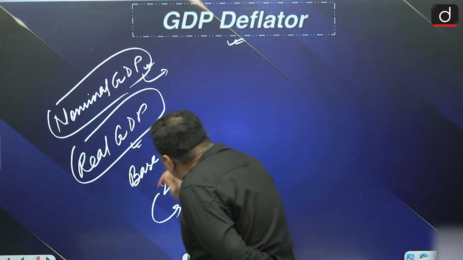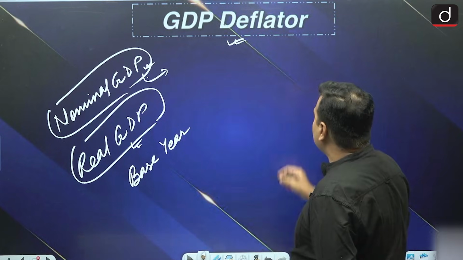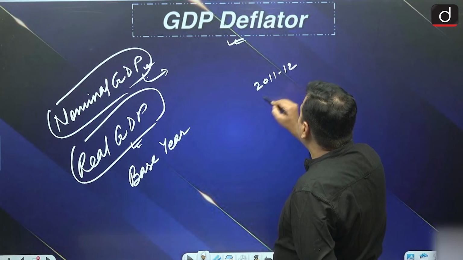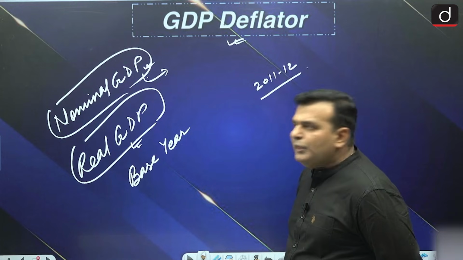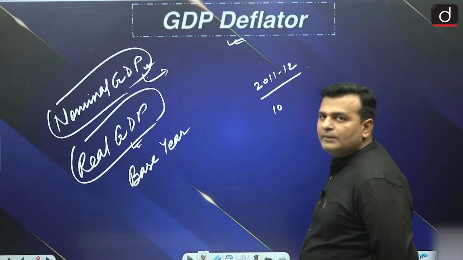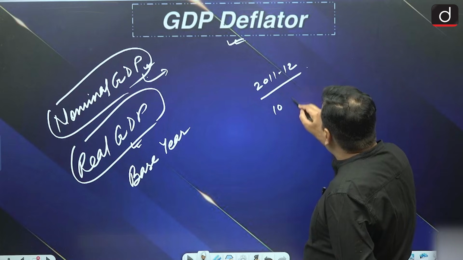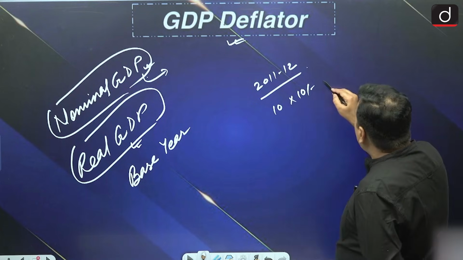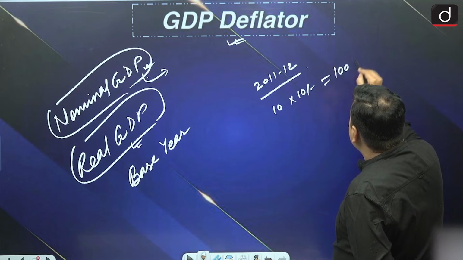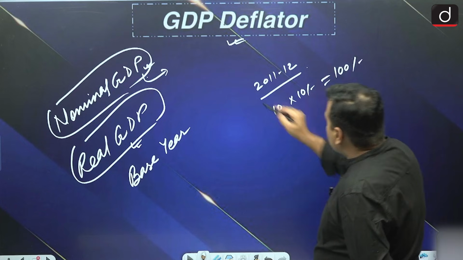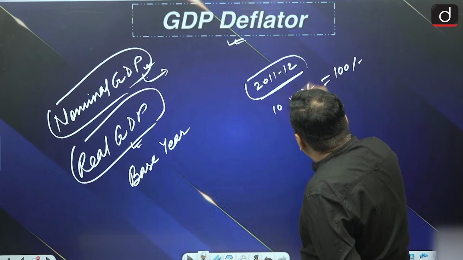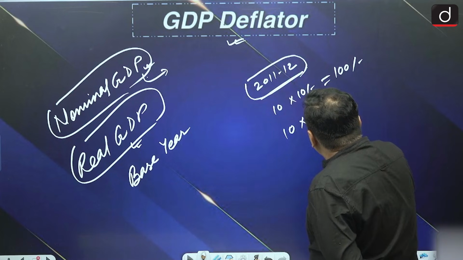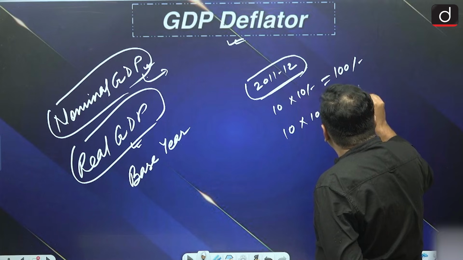So let me explain it with an example. Suppose in 2011-12, India produced only 10 cars and the market price of one car was 10 rupees. The nominal GDP will be 100 rupees. And since 2011-12 is the base year, even the real GDP will remain the same.